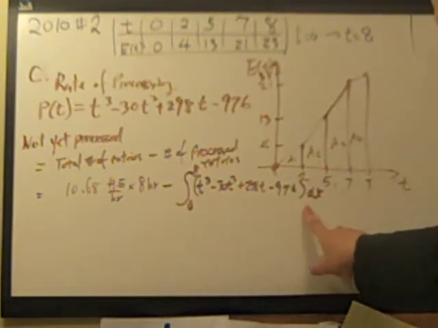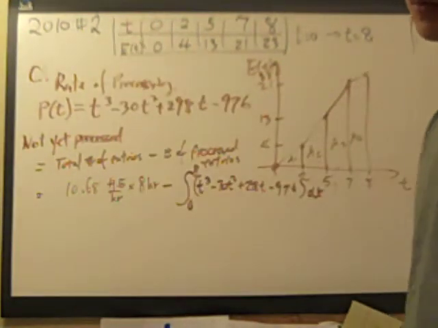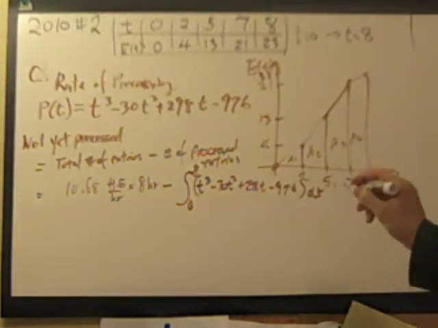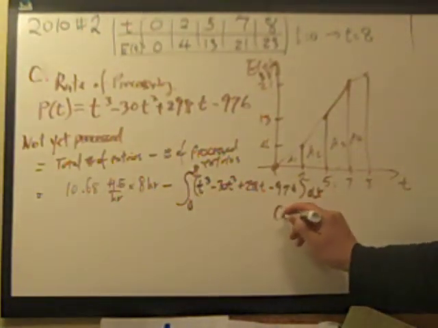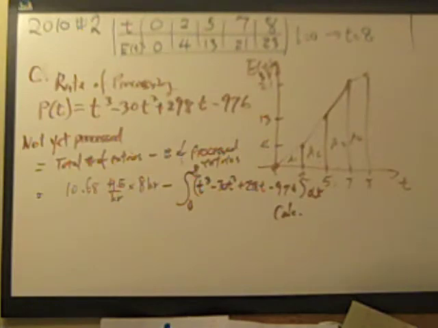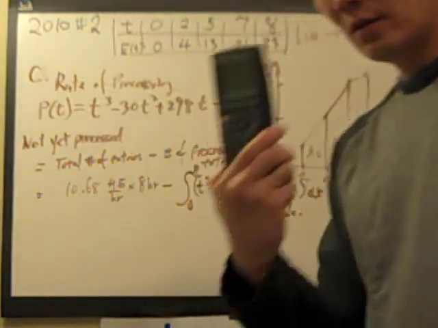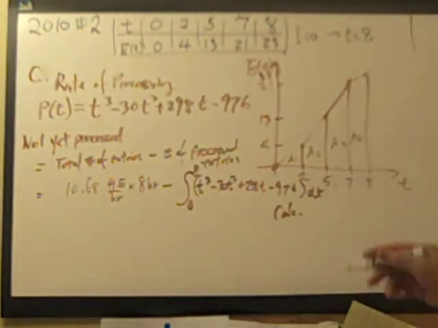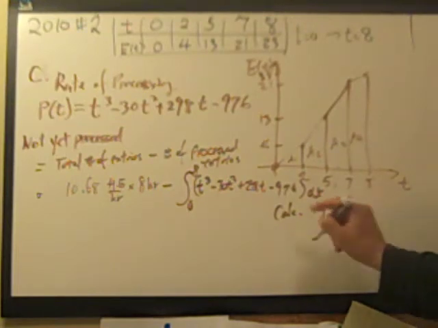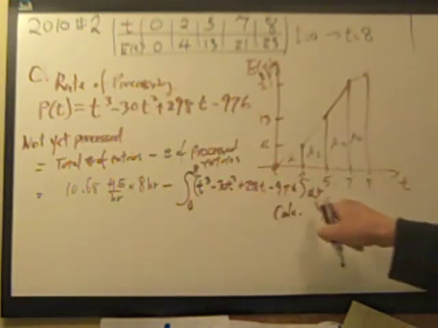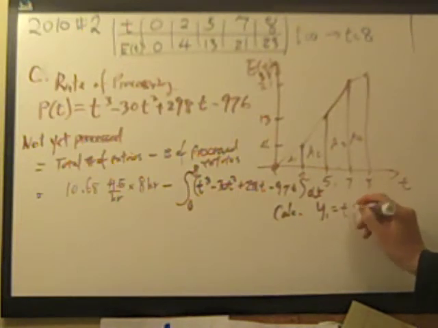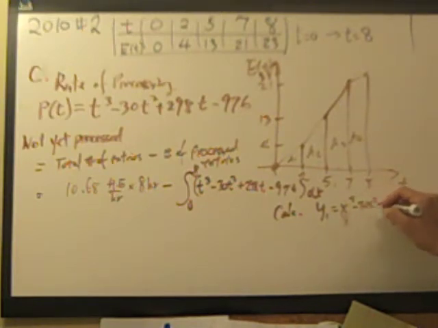Now, this number is very easy, and this is number 2, so it's part of the calculator problem. So what you can do is you can use your nice dandy graphing calculator. You can put this equation into y1. You will put this into your calculator: x cubed minus 30x squared plus 298x minus 976, and so on.